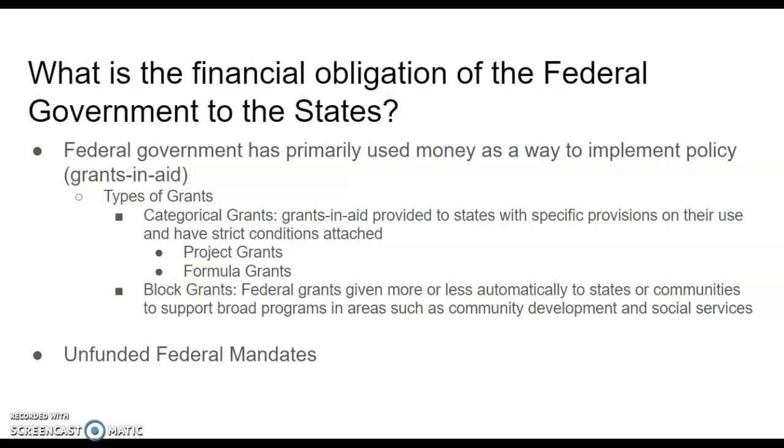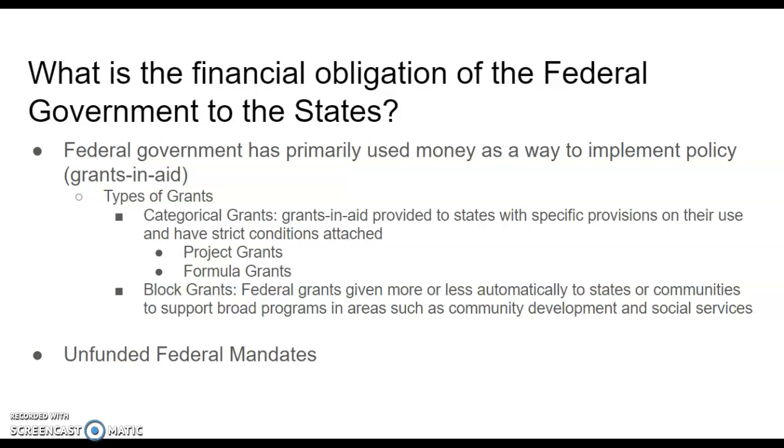There are different types of grants. The first type of grant is called a categorical grant. This is a grant and aid provided to states with specific provisions on their use and have strict conditions attached. Underneath categorical grants, there are two other types of grants. One is a project grant. This is usually the type of grant that someone who works at a major university would apply for a specific project or for specific research.